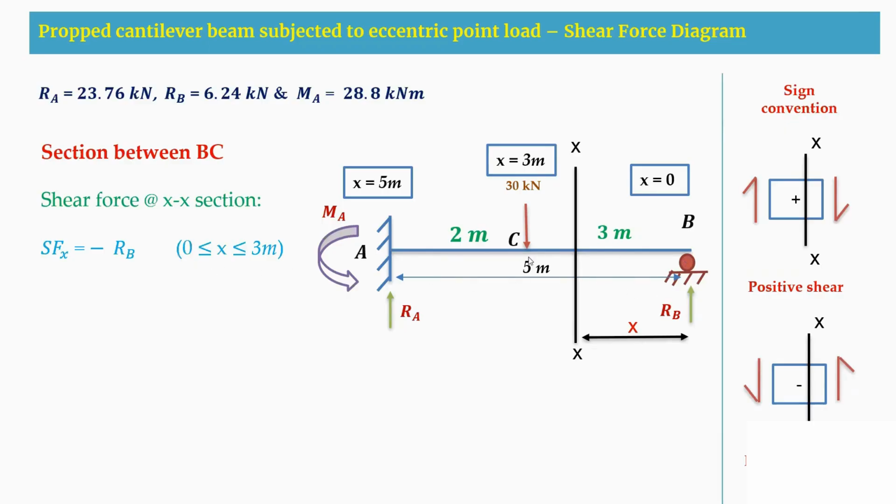So the limits here are 0 to 3 meters. Therefore, shear force at X equal to 0 is minus 6.24 kilonewton, and at X equal to 3 it is also minus 6.24 kilonewton. So this is when we are having a section in between B and C.